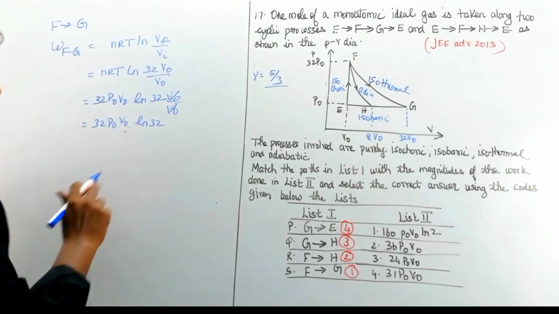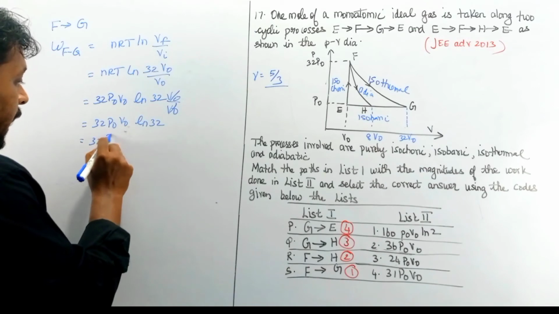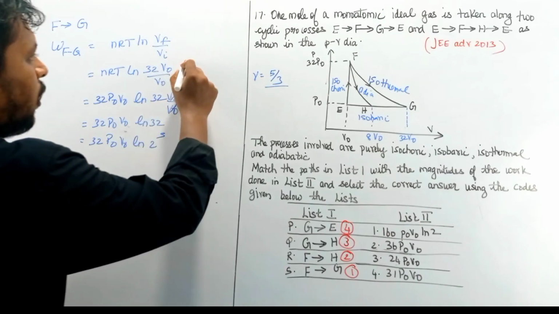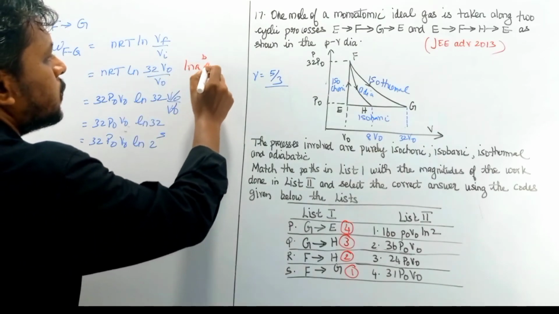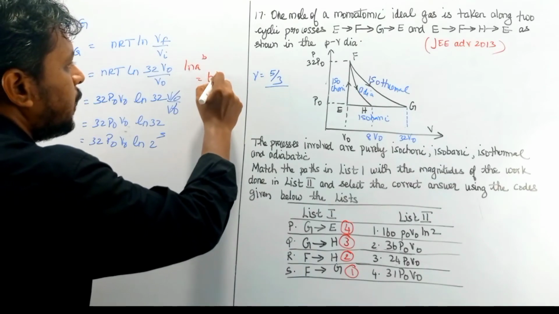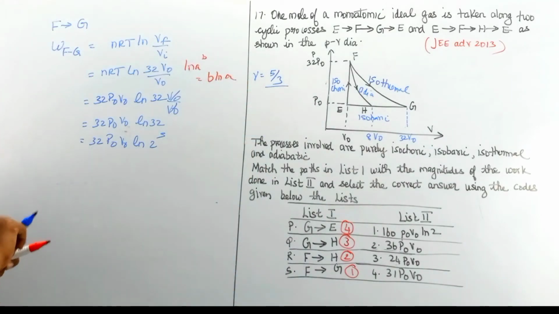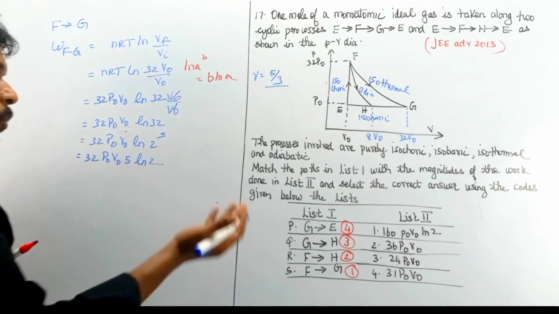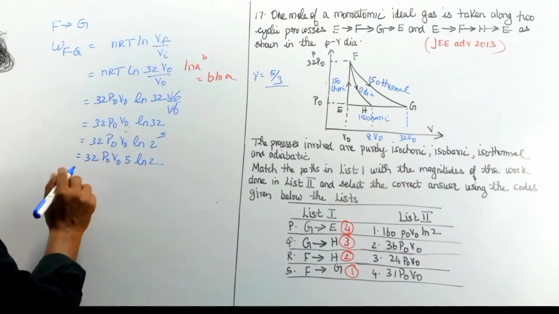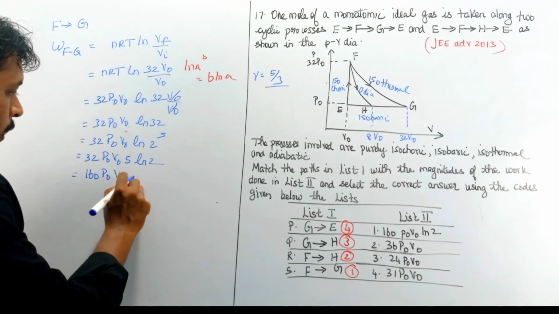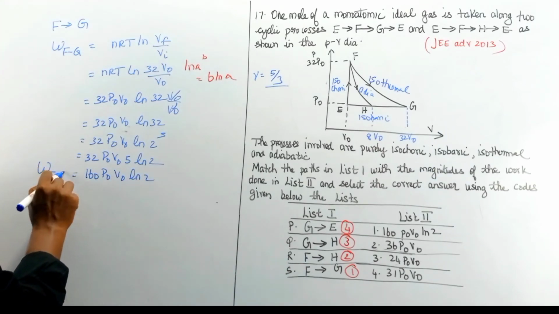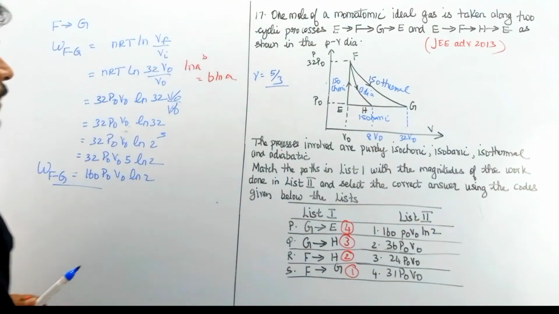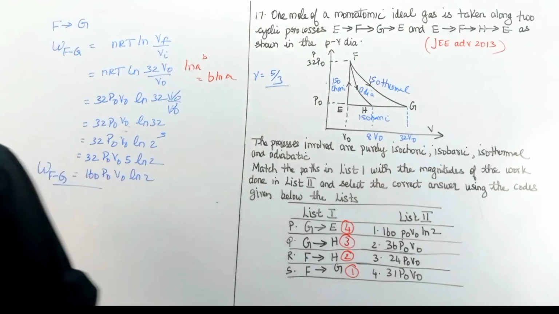So ln of 32. Here this ln of 32 could be written as 2 power 5. Okay. So here we have the format ln of a power b. So this ln of a power b could be written as b ln of a. So now see that here it is 32 P naught V naught times 5 ln of 2. So 32 into 5 will be nothing but 160 P naught V naught ln of 2. So work done F to G will be 160 P naught V naught ln of 2. So this is the match. Oh, I have never written the code. Okay, sorry.